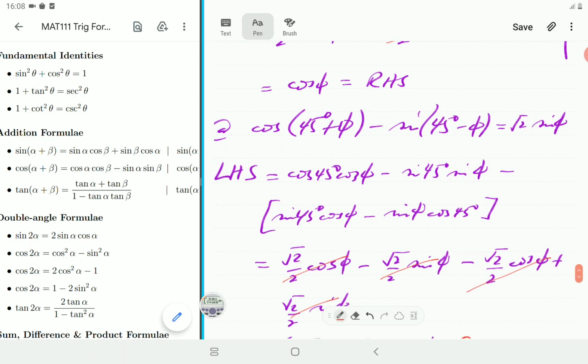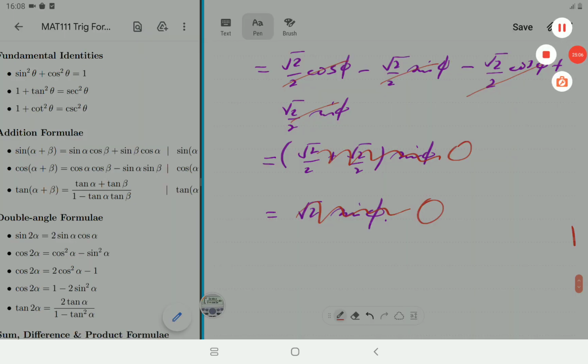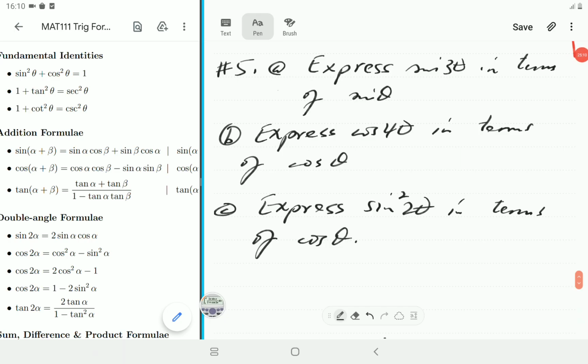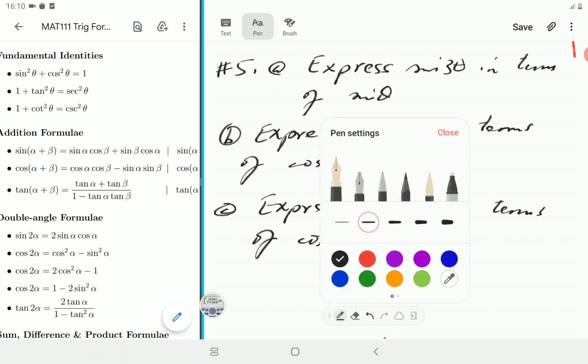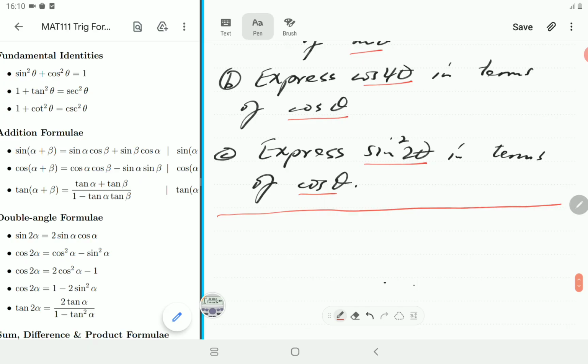Okay, let's move on to the last question in this set of examples. Alright, in this example, in 5a, we want to express cosine 3 theta in terms of sine theta. In 3b, we want to express cosine 4 theta in terms of cosine theta. And then in the last one, which we're going to give you a chance to try first, we're going to write sine squared 2 theta in terms of cosine theta.